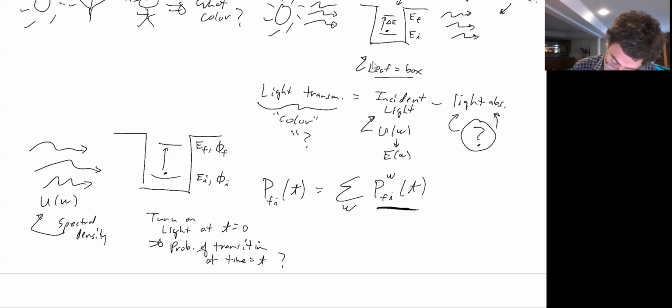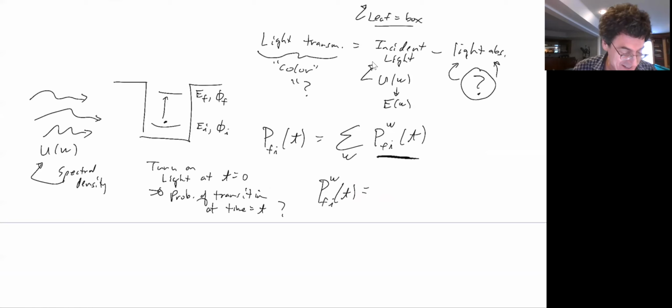And so then the question is, what is the probability that I have a transition from the initial to the final state due to the light at a particular frequency, omega? And it just so happens that you know that result from time-dependent perturbation theory. It's a simple formula that we figured out. It's this formula that we derived in class.